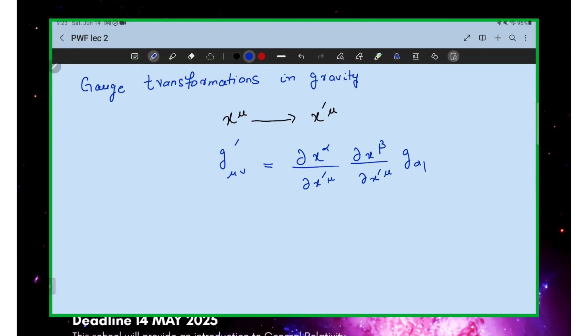Now, suppose that I change the coordinates from x to x prime mu, but the change is small. What I mean by that is that x prime mu is the old coordinates plus something really small, which I call xi mu, and xi mu depends on x. That's why it is called general coordinate transformations, because you can take any point and send it to any other point. This xi tells you where a given point, which is x, goes to. So you can start from any point and send it to any point. These are also sometimes referred to as diffeomorphisms.